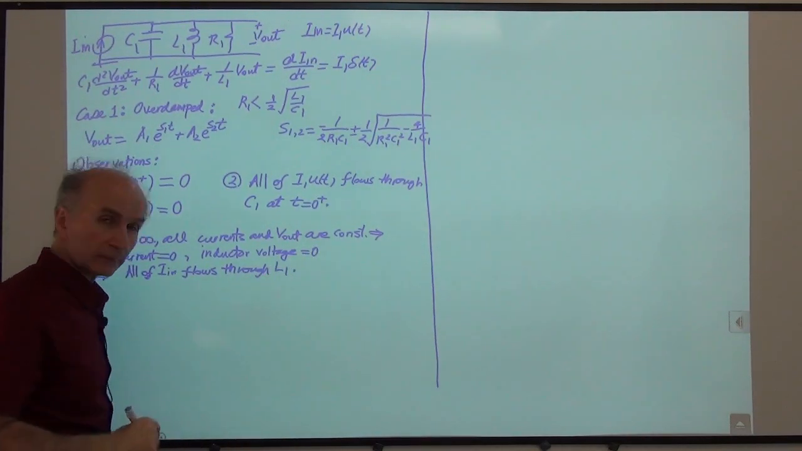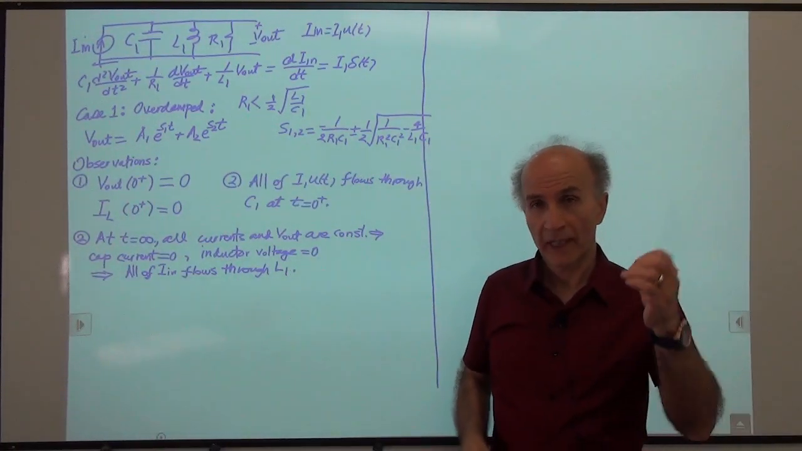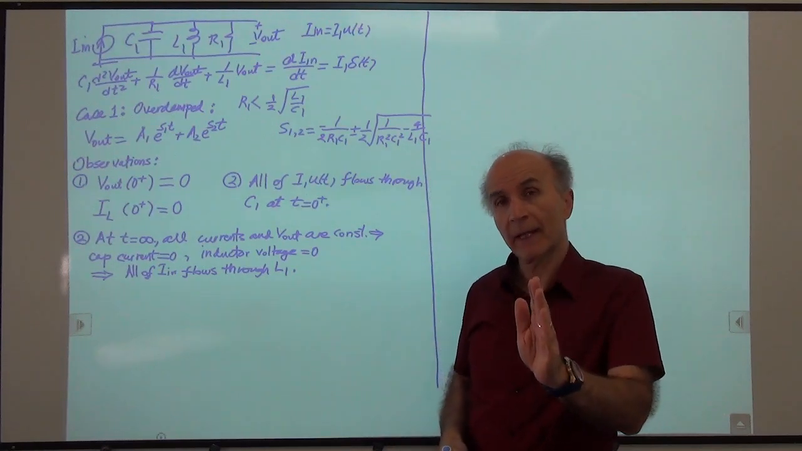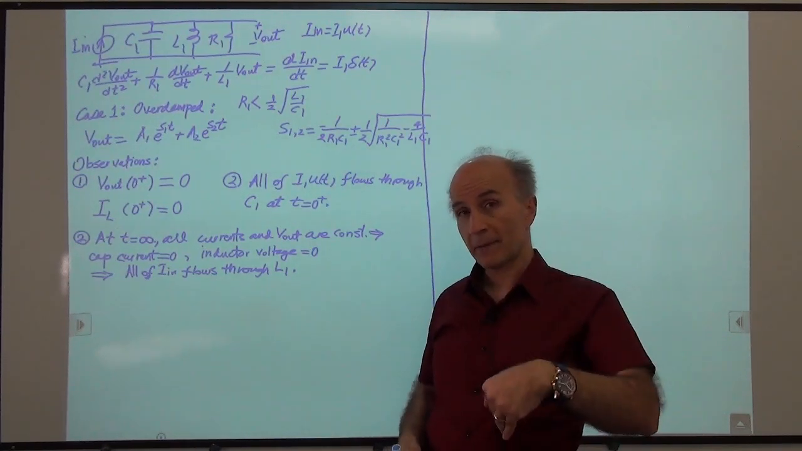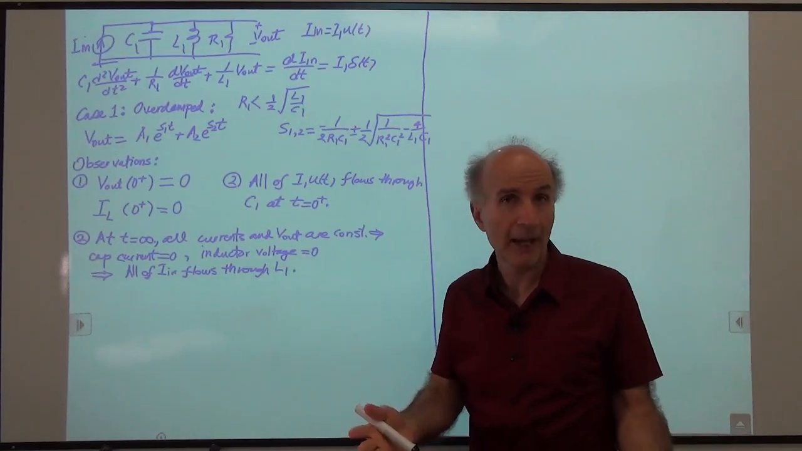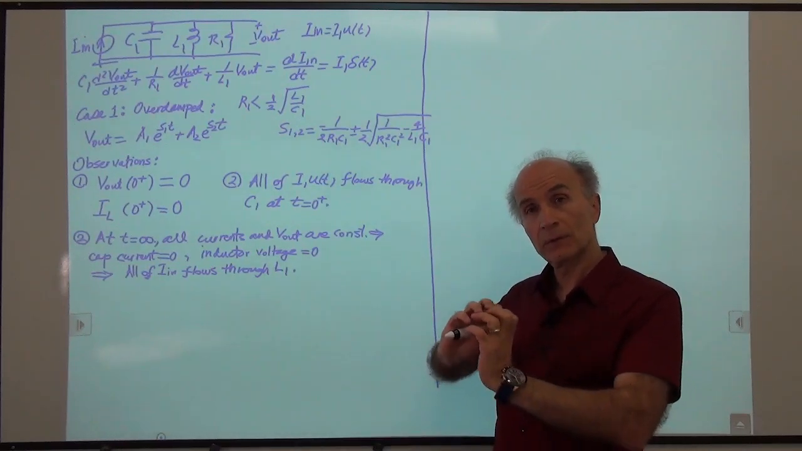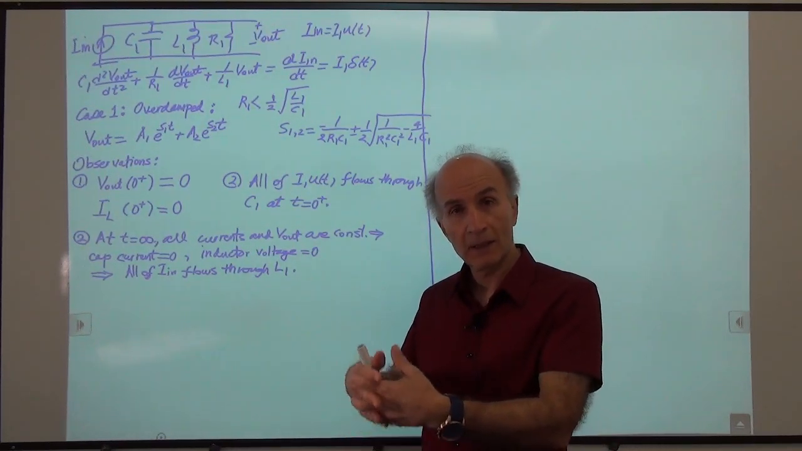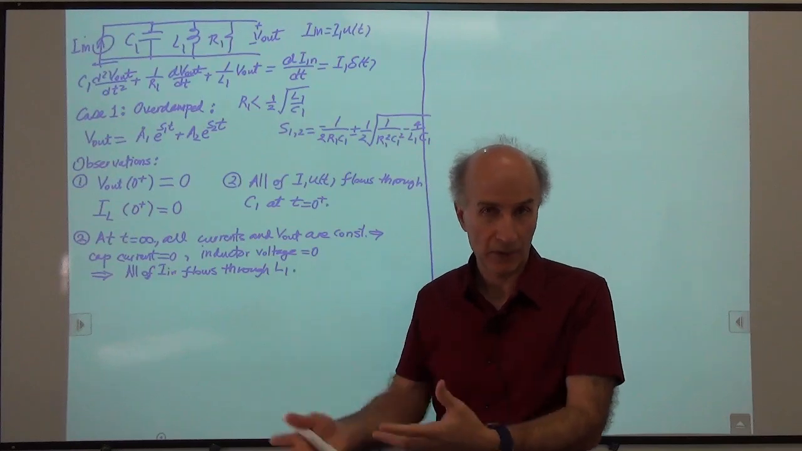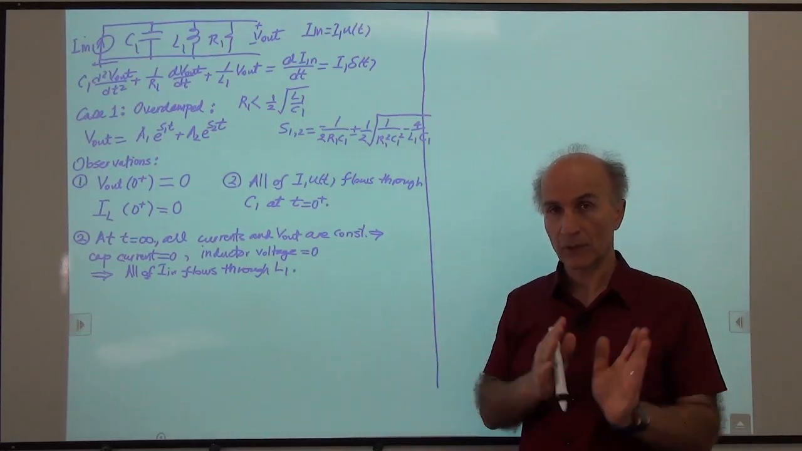All right? So in summary, what has happened is that right after the switching event, when we apply the step, all the current flows to the capacitor because the capacitor acts as a short circuit, and that's the preferable path for the current. And at time infinity, all of the current flows through the inductor because the inductor acts as a short circuit when nothing is changing, so the current prefers to flow through that. All right, so those are the two extreme cases.